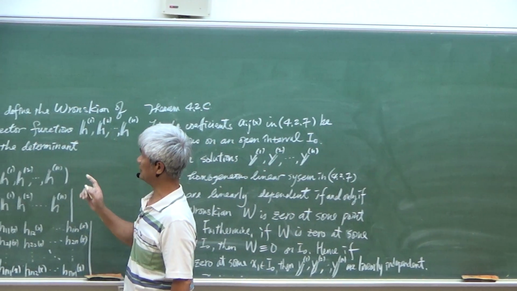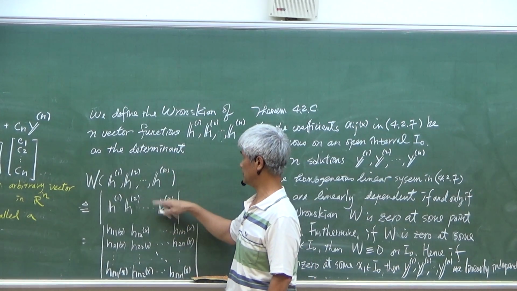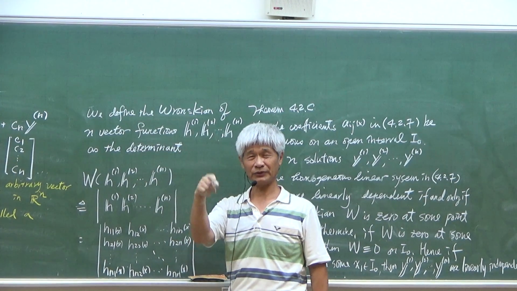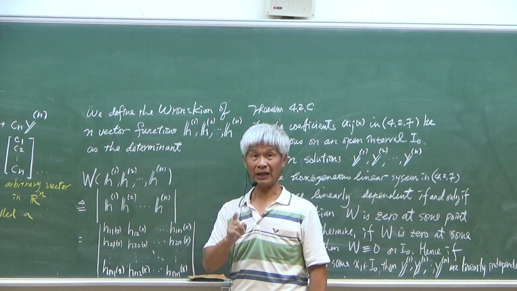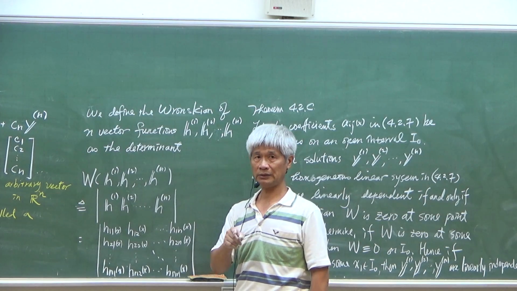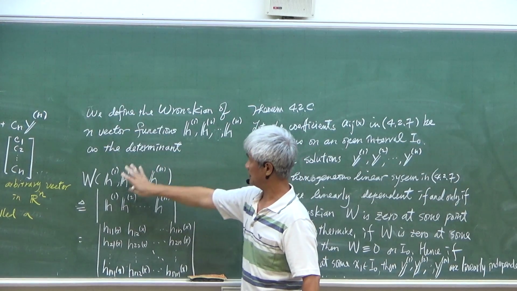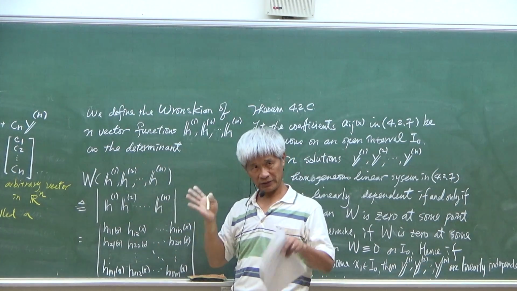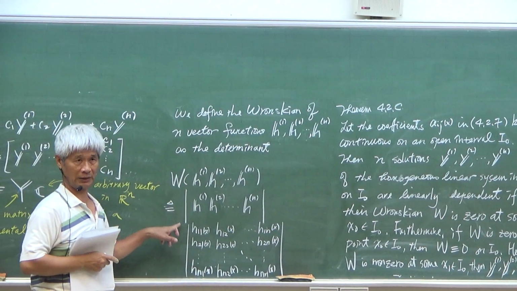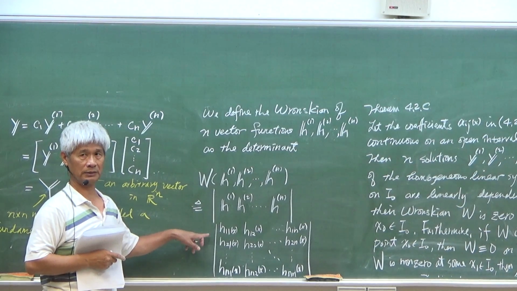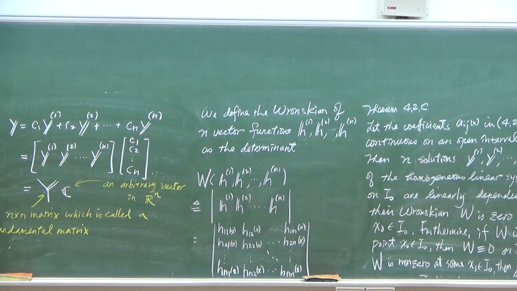Please understand that the definition of Wronskian for linear systems is a little bit different from the previous one, because in this Wronskian, no derivatives are involved. We just put the vector functions here to form a matrix and compute its determinant only. So you have to know that.